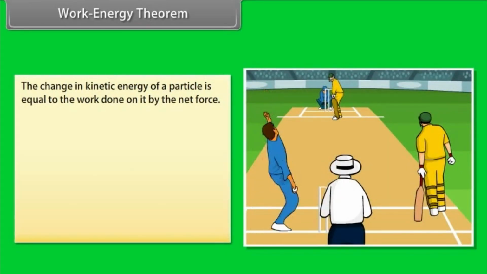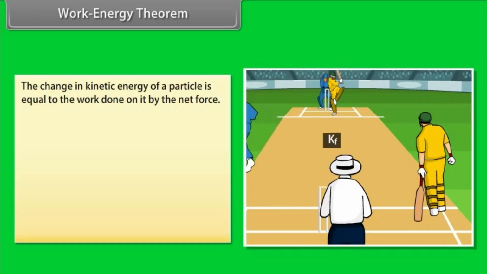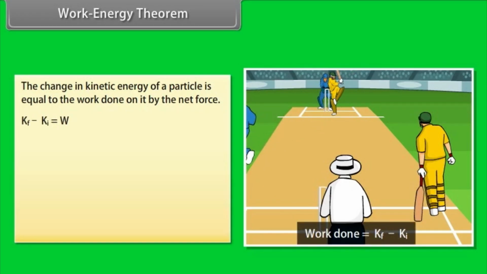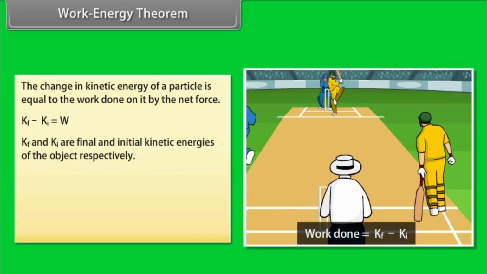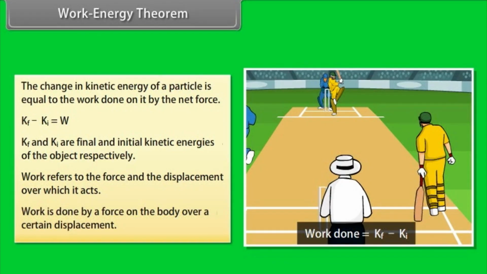Work energy theorem. The change in kinetic energy of a particle is equal to the work done on it by the net force. K_f minus K_i is equal to W. Here, K_f and K_i are the final and initial kinetic energies of the object respectively. Work refers to the force and the displacement over which it acts. Work is done by a force on the body over a certain displacement.